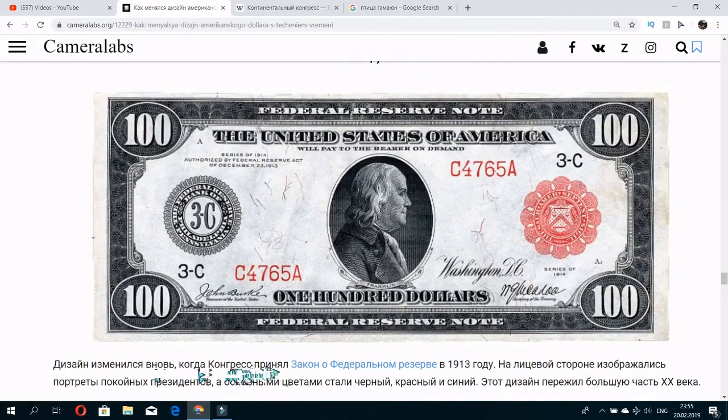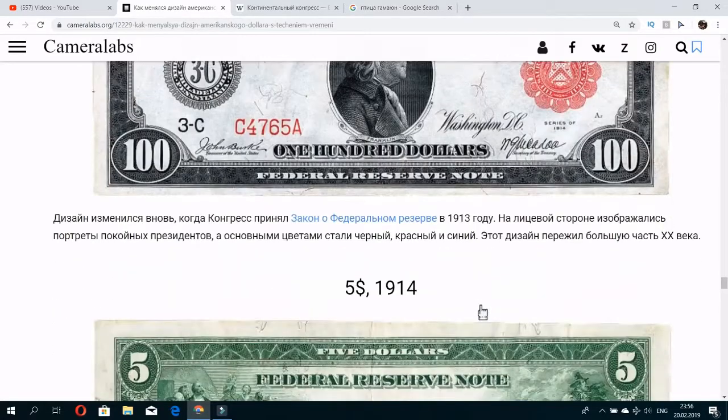And the Congress changed the laws. It took the Federal Reserve Act in 1913. It accepted it, and on the front of these banknotes there were the portraits of deceased presidents, and the main colors became black, red, and blue. This design went through most of the 20th century.